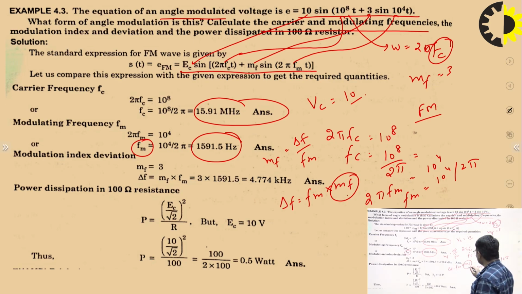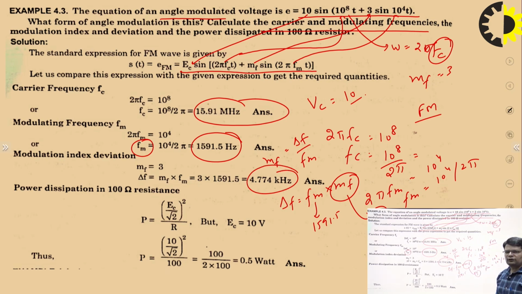mf equals 3 and fm equals 1591.5. So again we can calculate the deviation. It is 4.774 kilohertz, that is nearly 5 kilohertz.